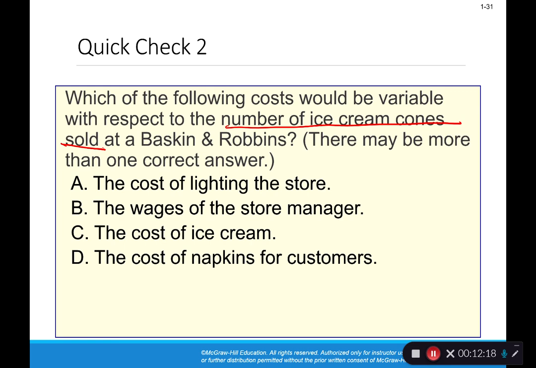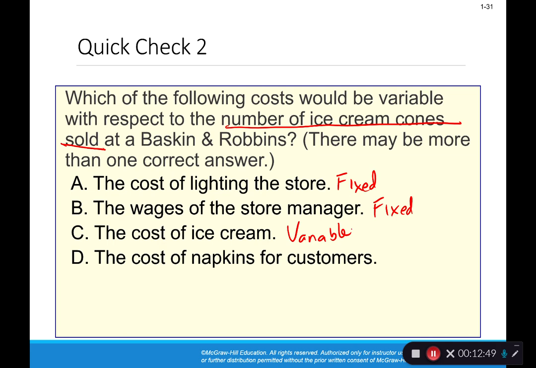All right, welcome back. Let's take a look. So the cost of lighting the store, that's going to be the same no matter how many ice cream cones we sold. So it's a fixed cost. It's not going to change based on how many ice cream cones we sell. The wages of the store manager, again, that's going to be fixed. It's not going to change based on how many ice cream cones we sell. The cost of ice cream, that would be variable because the more ice cream we sell, the overall total cost of ice cream is going to change.